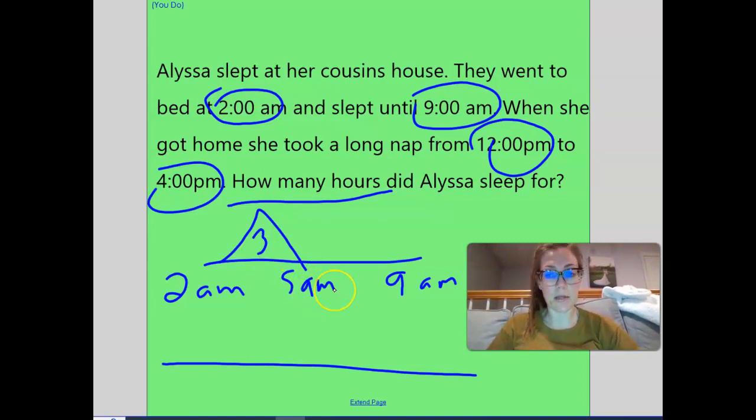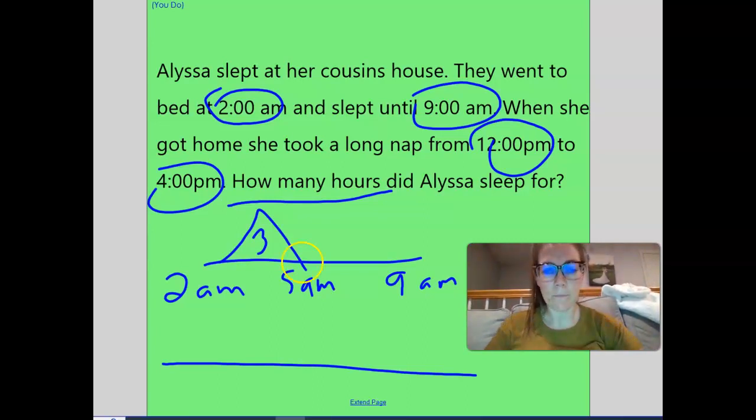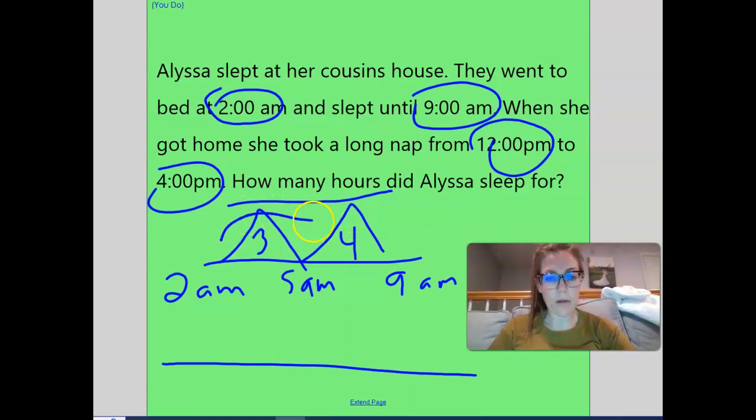Notice I label underneath so I don't get confused. 5 a.m., 5 to 9. How many hours does it take to get from 5 to 9? 4 hours. And now I'm at 9 a.m. So the total amount of hours that she slept at the sleepover was 7 hours. Because 3 plus 4 is 7.